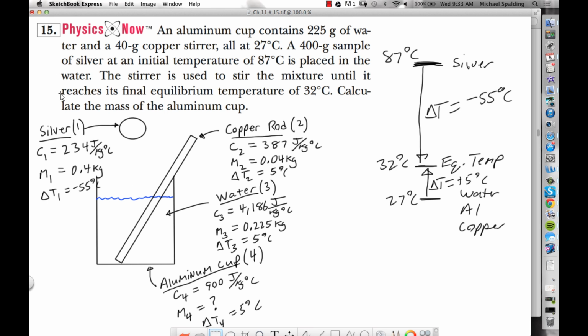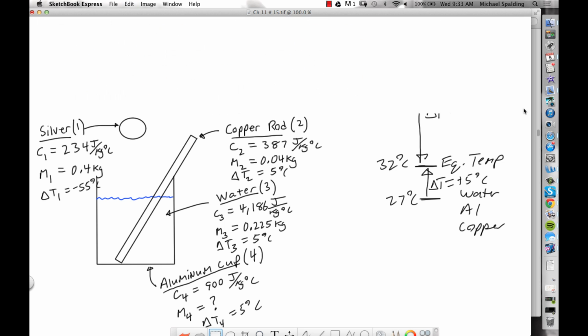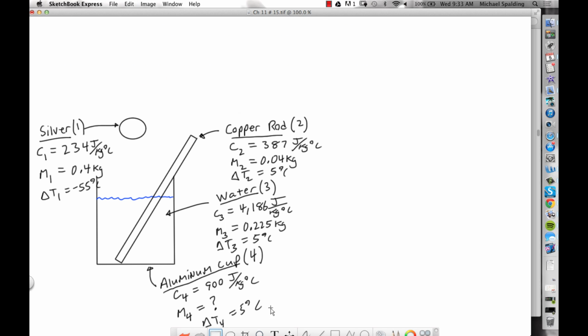All right, I'm going to erase the question so I have some room to solve this. We've got everything we need. Now, what's the main idea for a problem like this? The main idea is heat loss equals heat gain. In this problem, which object is losing heat? The silver. The hot silver gets dropped into the cool water, which is also in contact with the copper rod and the aluminum cup.